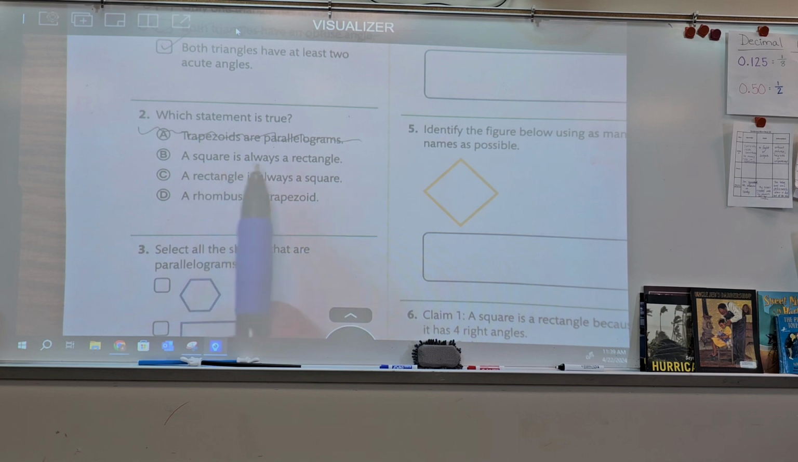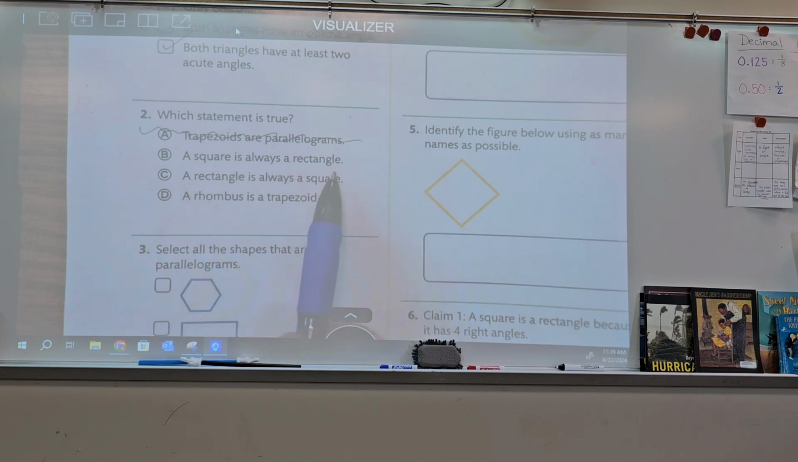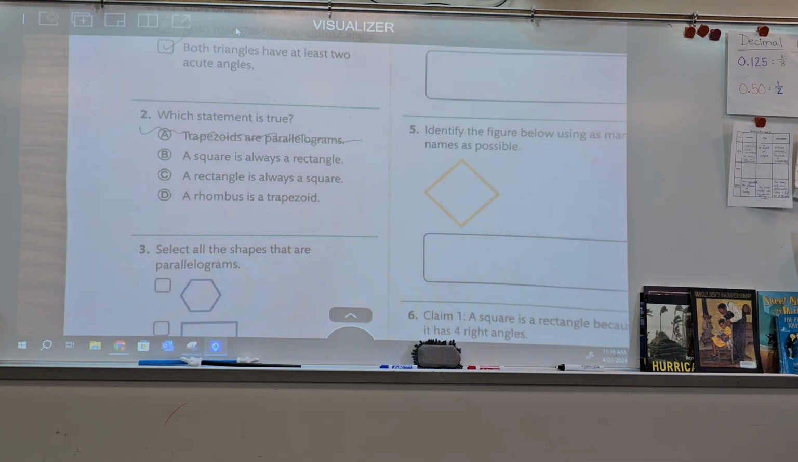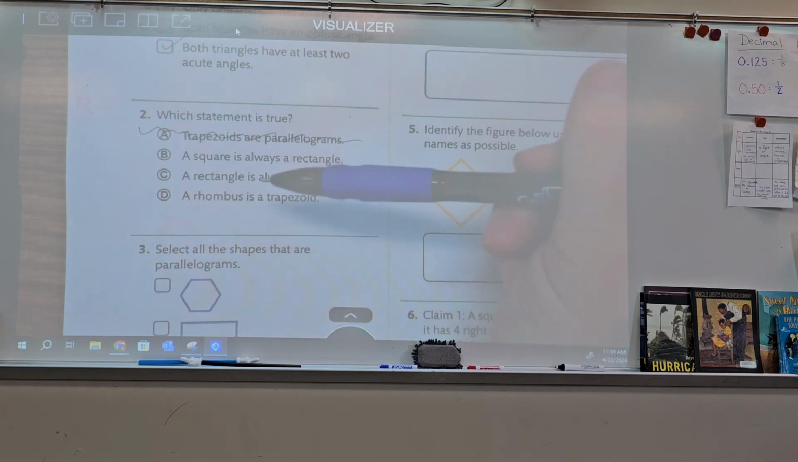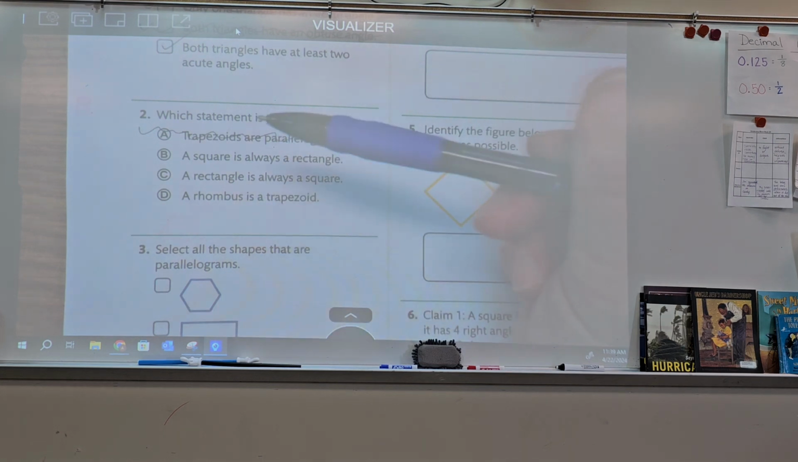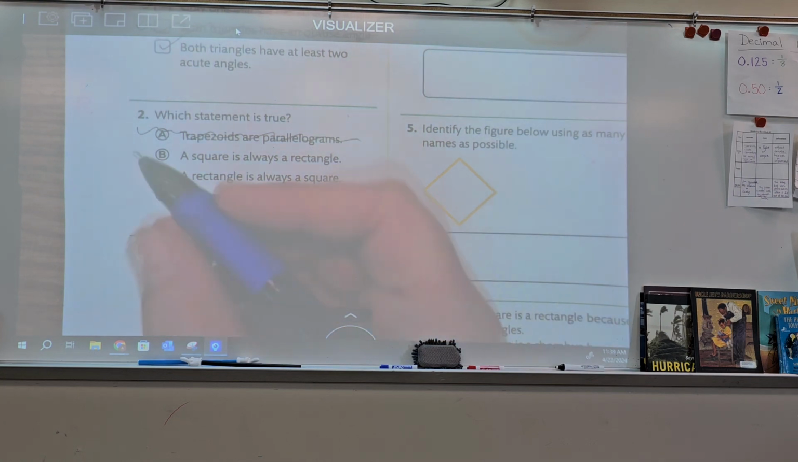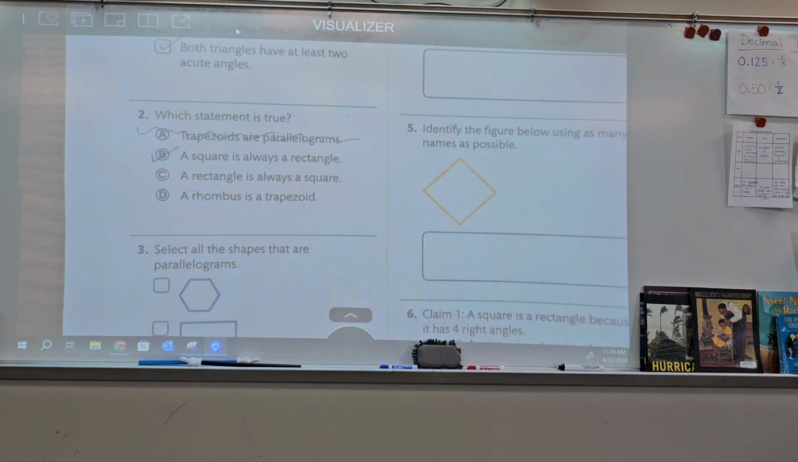A square is always a rectangle. If you remember, we go bottom to top on our shape sheet. And if you look, you can see that the square is on the bottom. So a square will be a rectangle. That's the one you want.